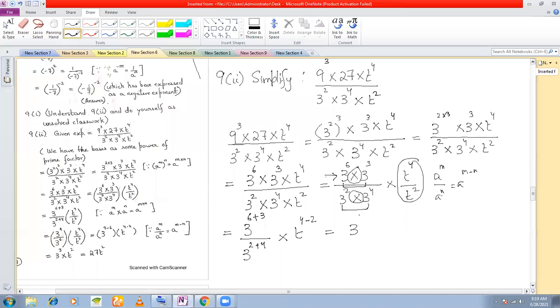Now here I have 3 to the power of 6 plus 3 is 9. And here I have 3 to the power of 6 into t square. Now again, this is of the a to the power of m by a to the power of n form, because the bases are same here. The base here is 3, the base here is 3. So 3 to the power of 9 minus 6 into t square, which is equal to 3 cube into t square, and 3 cube is 27. So 27 t square. You can leave your answer here also, no problem. Okay, which you can write as 27 t square at the end.